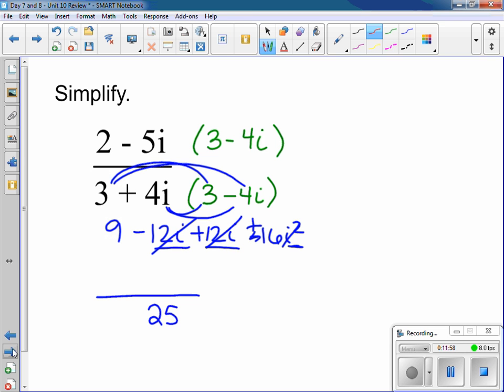All I have left to do is the top now. 2 times 3 is 6. 2 times -4i is -8i. -15i.